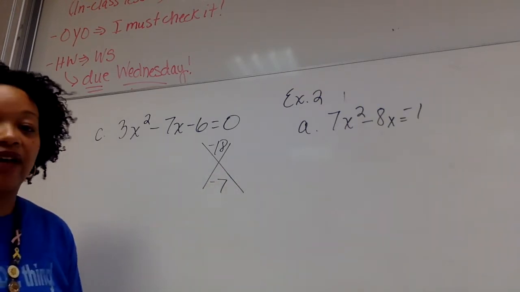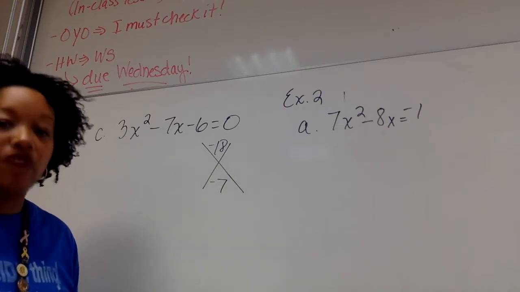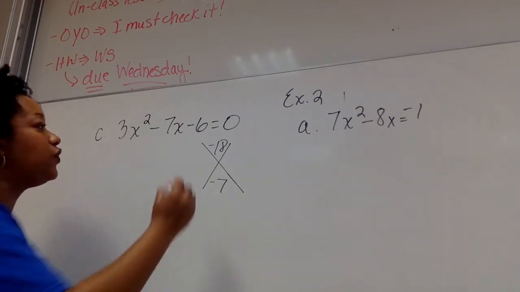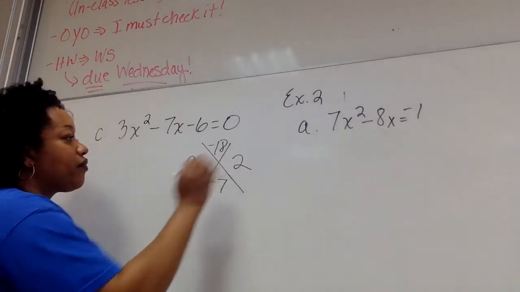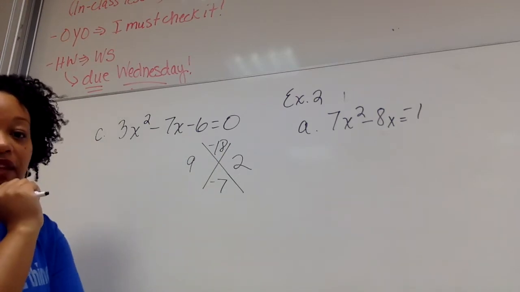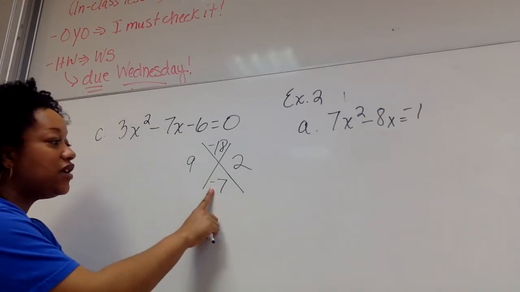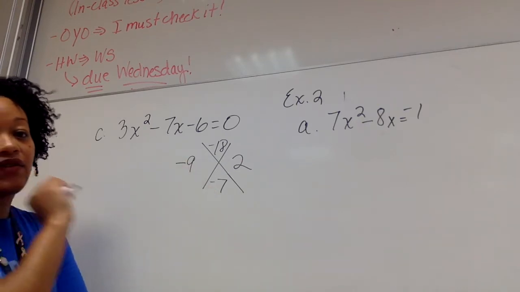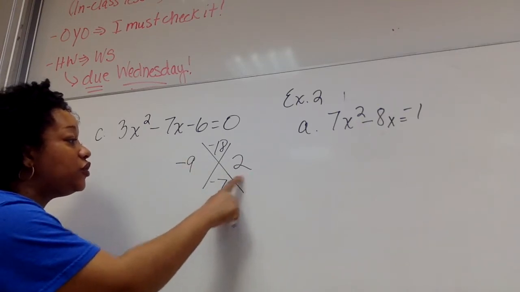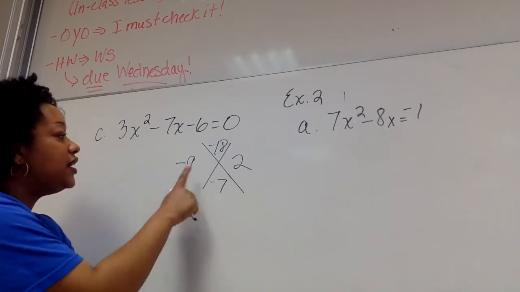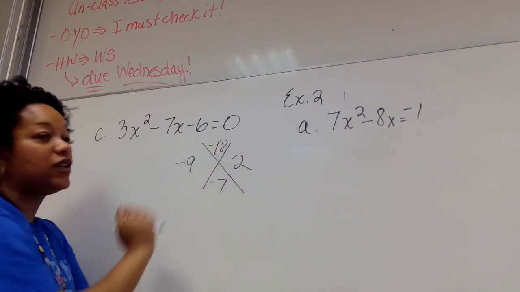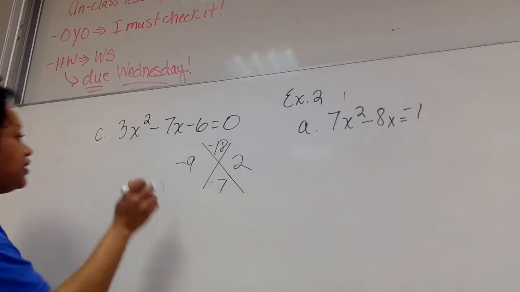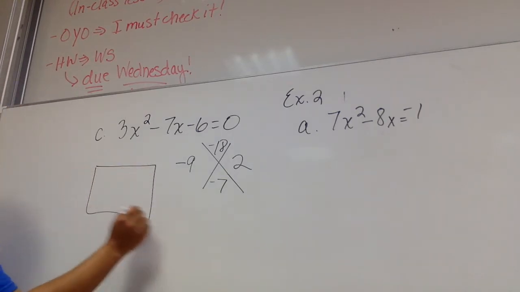So you think of factors of 18 that, when you add them, you get 7. Well, I know that that includes 9 and 2. One of these numbers is going to have to be negative. If my number here is negative, then that means that my larger number is negative. Negative 9 plus 2 gives me negative 7. Negative 9 times 2 also gives me negative 18. So we're set. Let's go to our box.